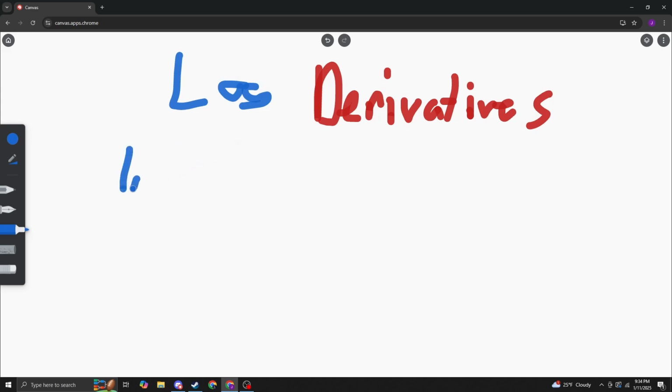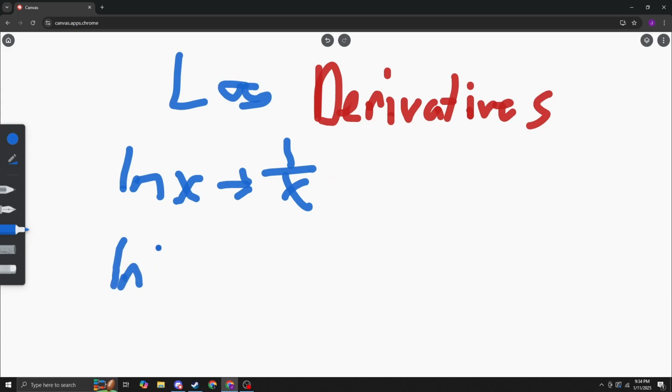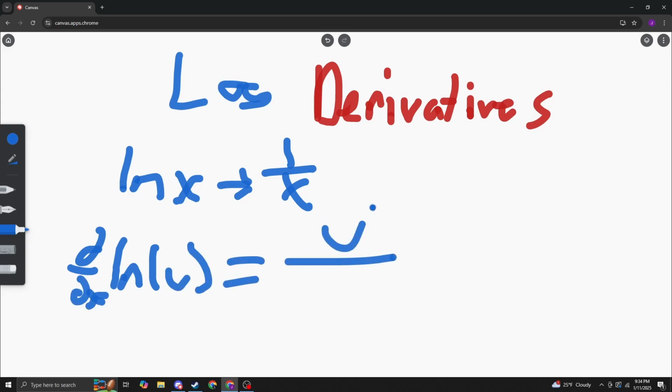So a quick and easy one, the derivative of the natural log of x is equal to 1 over x. Just remember this, you'll use it all the time. And where that actually comes from is this formula here, you could remember. The derivative of the natural log of u is equal to the derivative of u over u. So, as we can see here, it's the derivative of x, which is 1, over x.